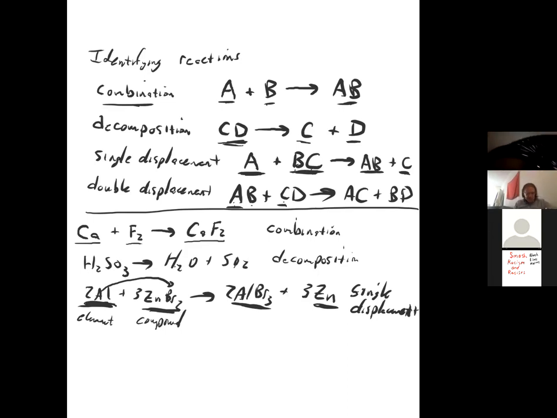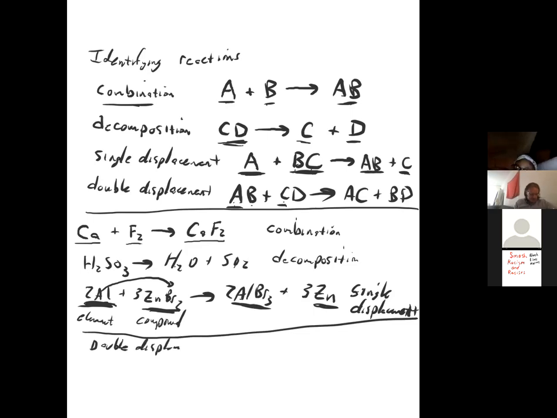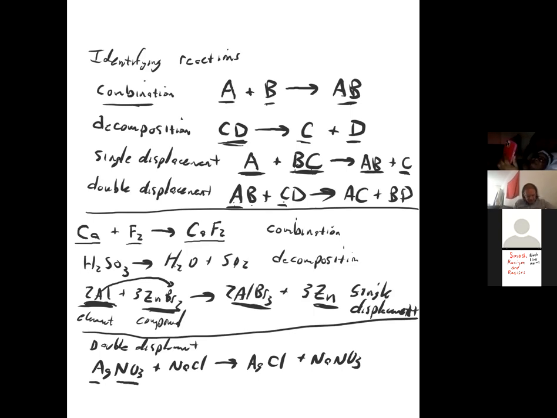Okay, let's take a look at a double displacement. AgNO3 plus NaCl goes to AgCl plus NaNO3. Okay, that's double displacement. Why? You got two parts here, Ag and NO3, so that's like AB. You got two parts here, metal with a nonmetal, NaCl, so that's like plus CD. And now the silver is now with the chlorine, and the sodium is now with the nitrate. So there's your double displacement.